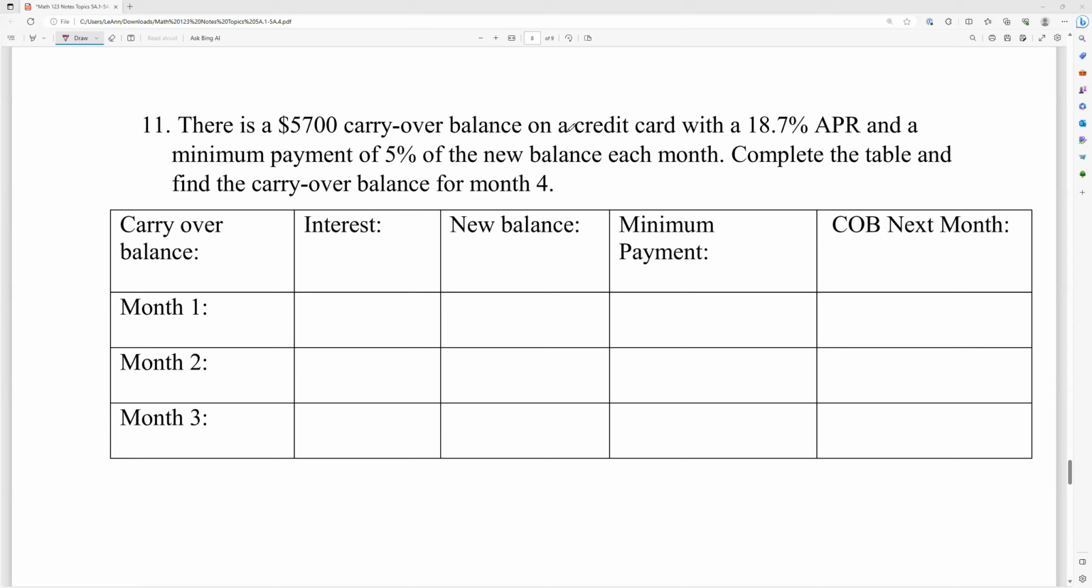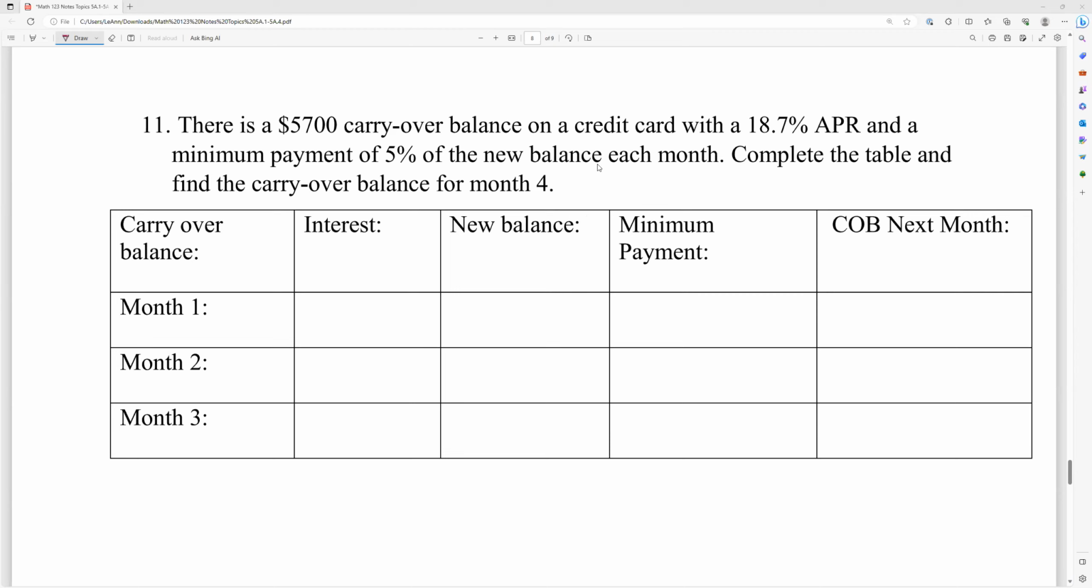All right, this is the video to finish up the last few tables of the credit card section. So we have a $5,700 carryover balance on a credit card with an 18.7 APR and a minimum payment of 5% of the new balance each month. Complete the table and find the carryover balance for month 4.